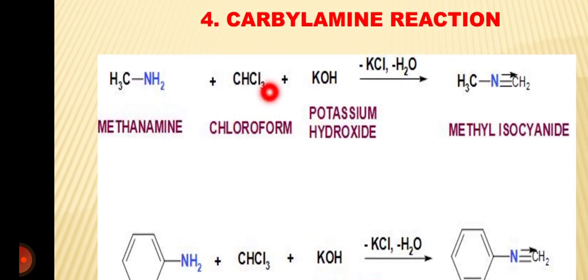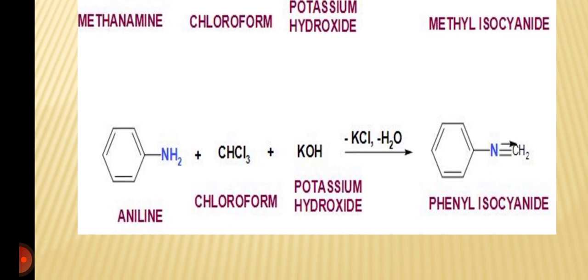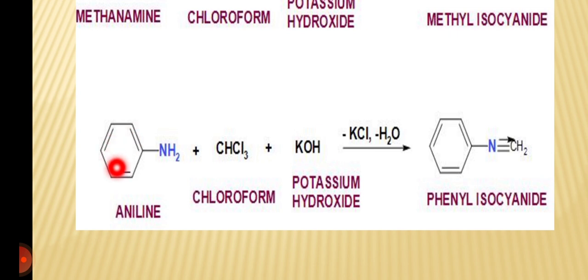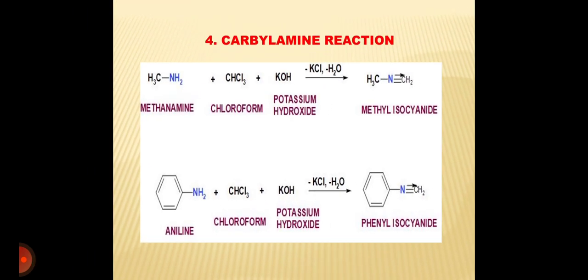Methylamine on reaction with chloroform in presence of potassium hydroxide gives formation of methyl isocyanide, which is a foul smelling compound. Likewise, a primary aromatic compound like aniline reacts with chloroform in presence of potassium hydroxide to form phenyl isocyanide. Dear students, the secondary and the tertiary amines do not give this carbylamine reaction.